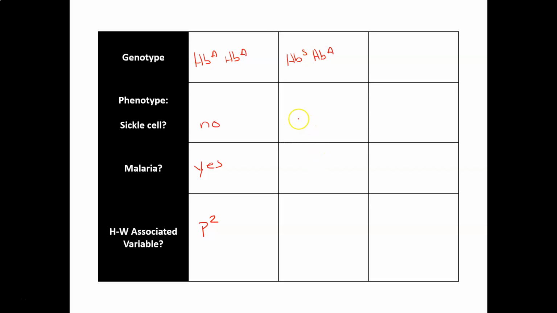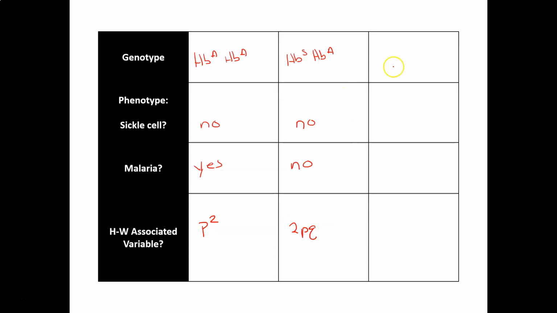Okay. Do I have sickle cell? No, although we'll talk when we get to genetics about the fact that this person is a carrier for it. So they can pass it on to their offspring, even though they don't show it themselves. Do they contract the malaria though? No, which is an interesting piece to this. And when we look at your Hardy-Weinberg variables, this is your 2PQ.